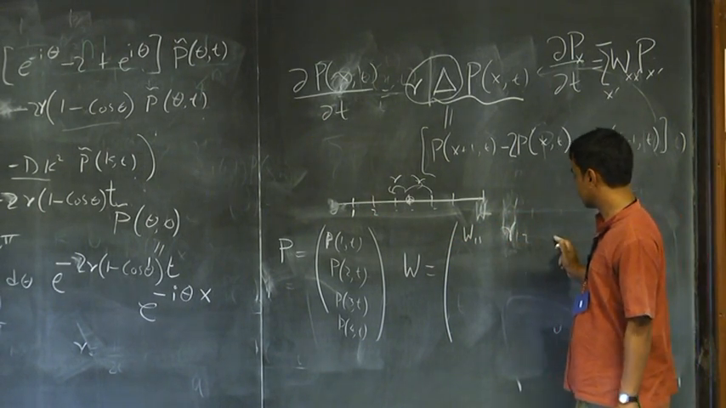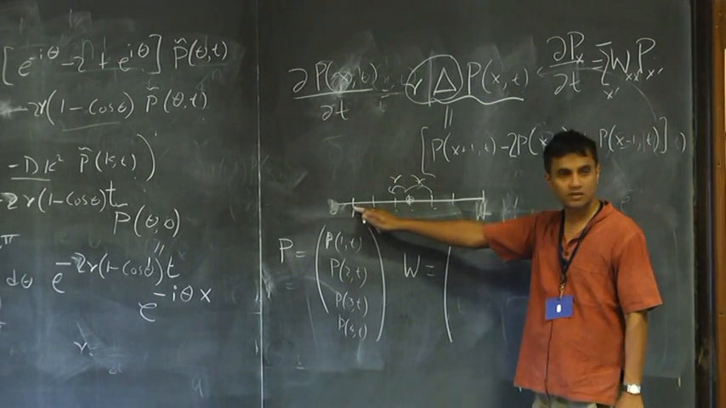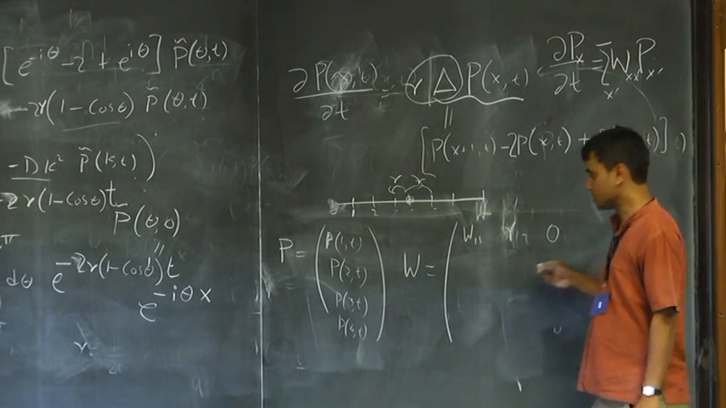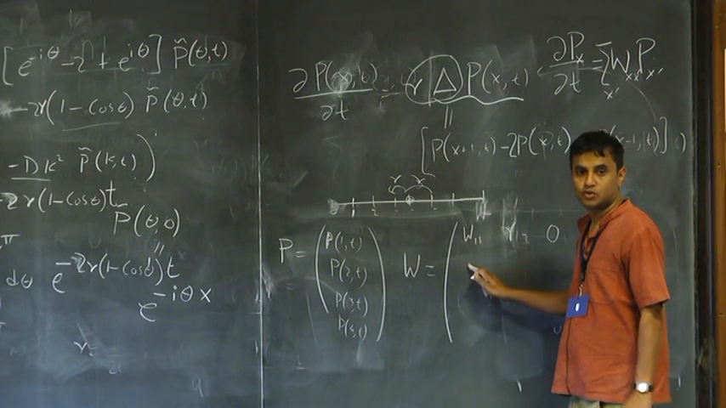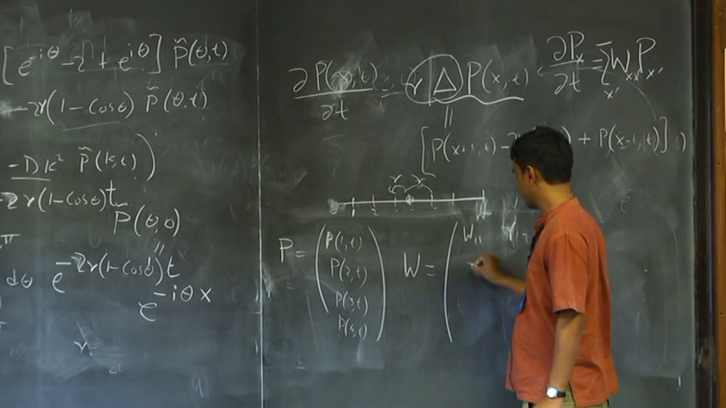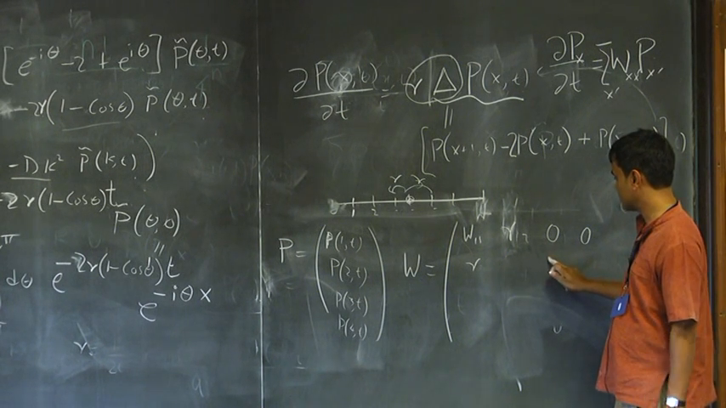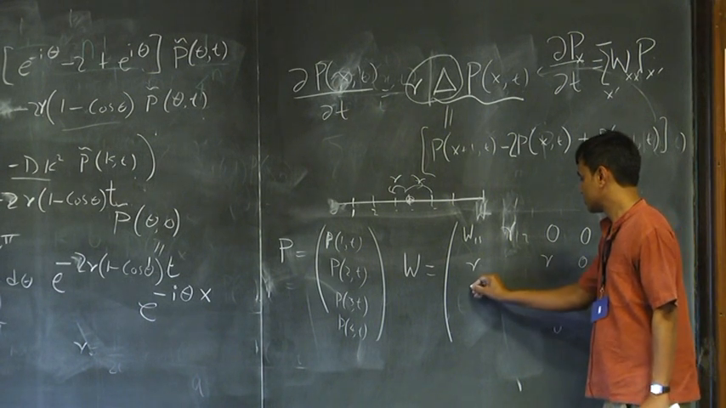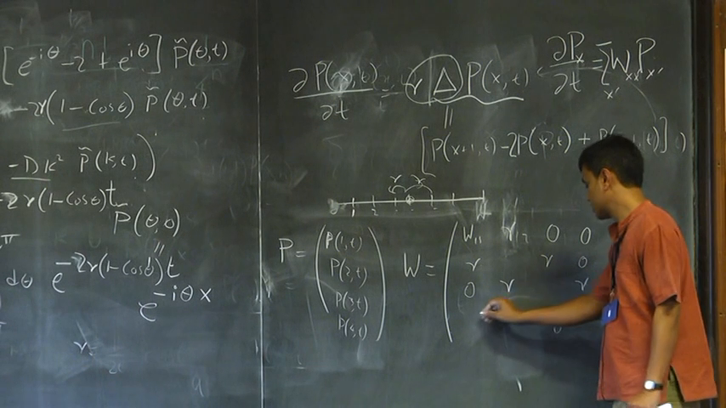Then this one is W13, the rate of transition from 3 to 1, which is 0. And 4 to 1 is also 0, so this is also 0. Then W21 is the rate of transition from 1 to 2, so this is R. Then this one is again R, and this is 0. This is 0. This is R.